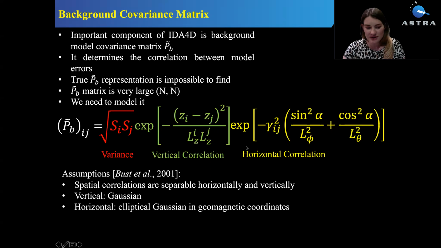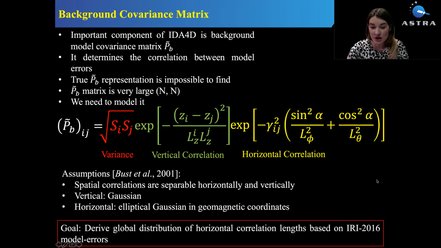They're modeled as an elliptical Gaussian. This portion shows the elliptical shape, and the distances are in terms of great circle distance from point i to point j. Then the elliptical shape is dictated by the azimuthal angle alpha, and how wide the ellipse is in the zonal direction is determined by L sub phi, and in the meridional direction by L sub theta.